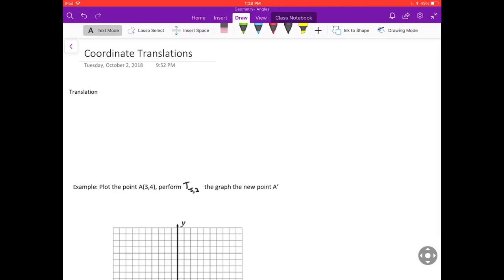All right, today we have our second transformation, which is going to be a translation.